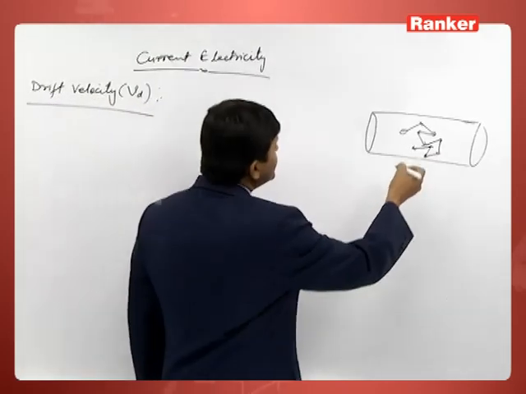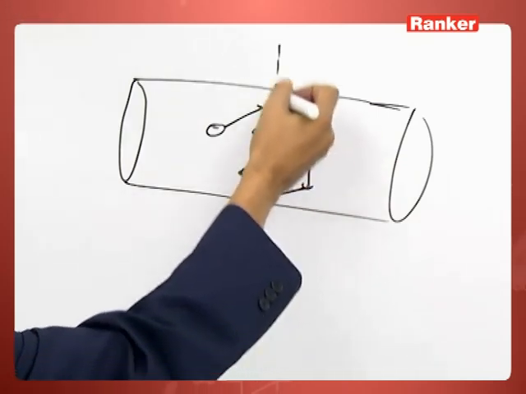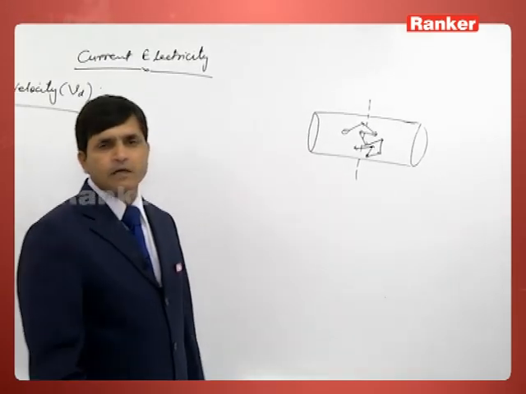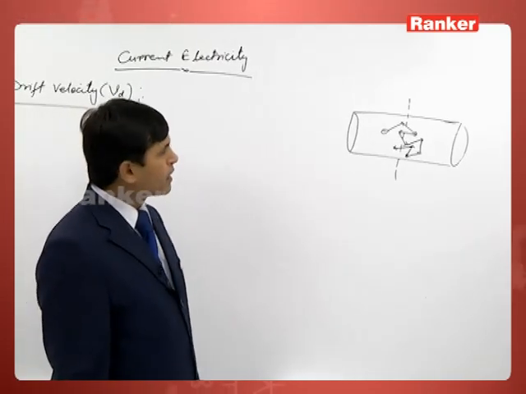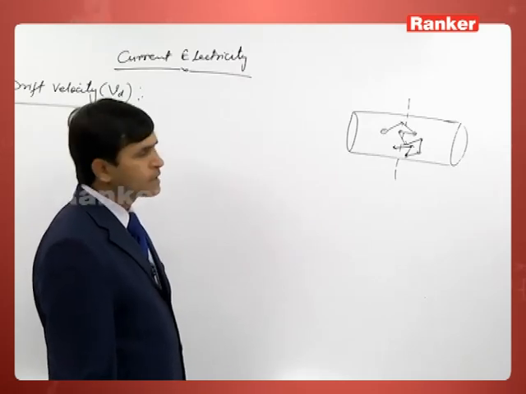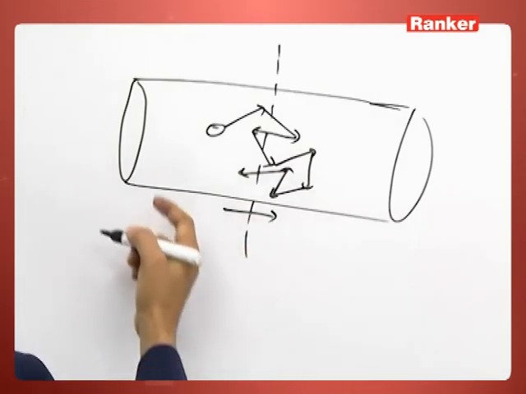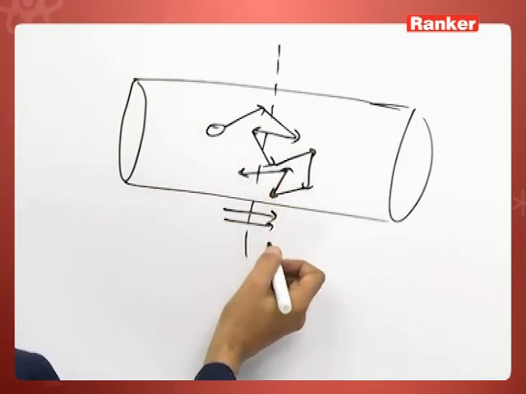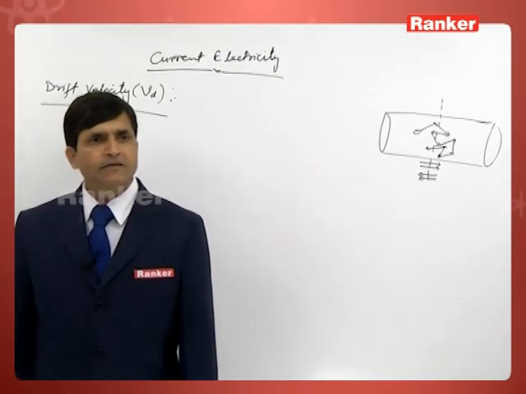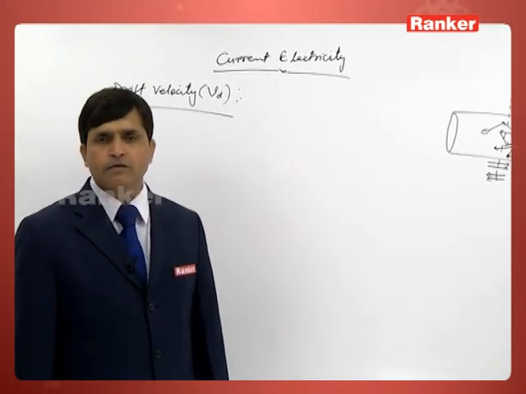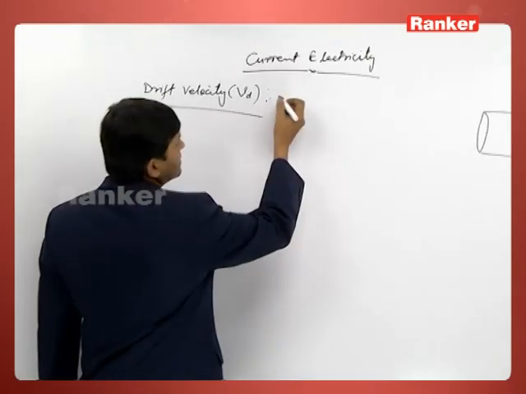So if we consider any cross section here, since all those electrons are randomly moving with velocity given as root over 3kT by m, the net number of electrons passing from left to right and from right to left are equal. So the net flow of charge through the cross section is 0. So there is no net current. So we can say it like that.